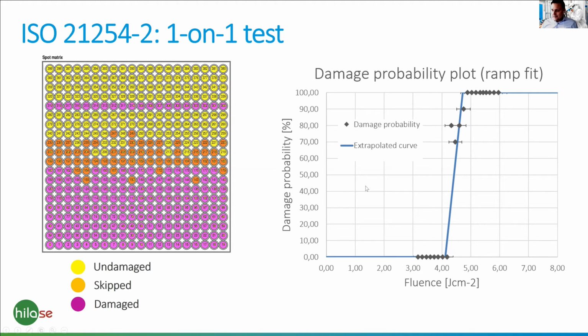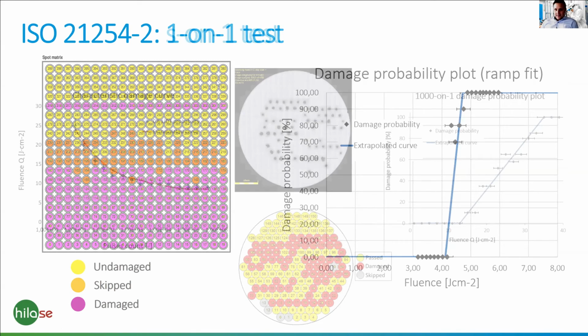Out of this data, you can calculate the probability of damage for a certain fluence. And from this, you can extrapolate the damage probability plot and find out what is the extrapolated zero probability of damage. This is a typical example of how this test looks, and what the results of such a test are.